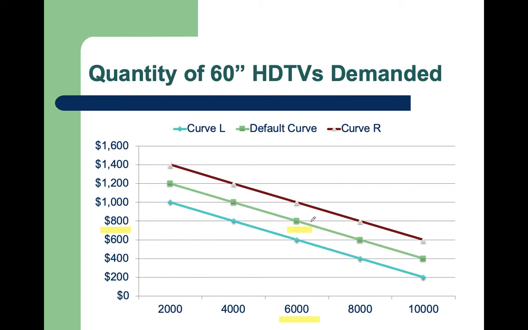So consumers' income is up. So we're going to shift to the right here. So we would shift to the right, and if we keep our price at $800, we are going to be selling 8,000 of these TVs now.